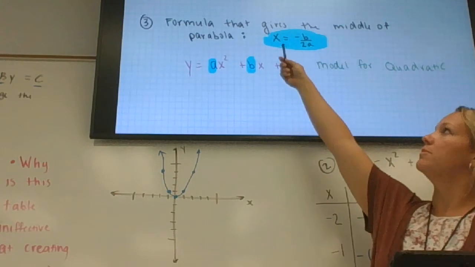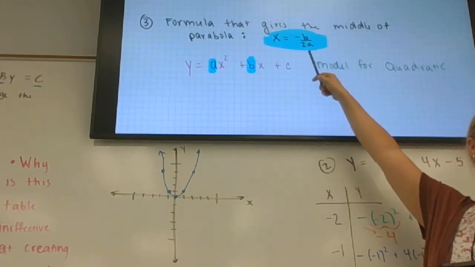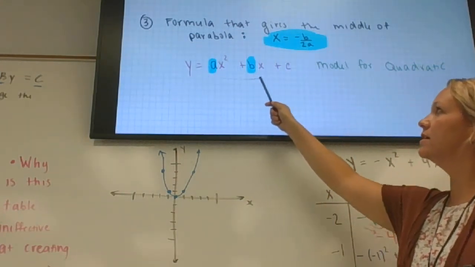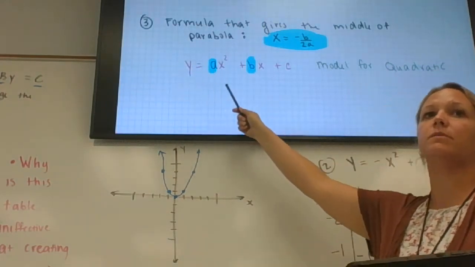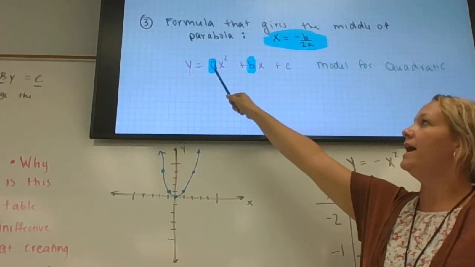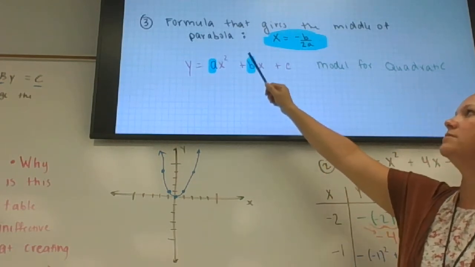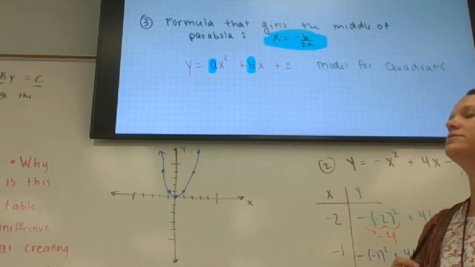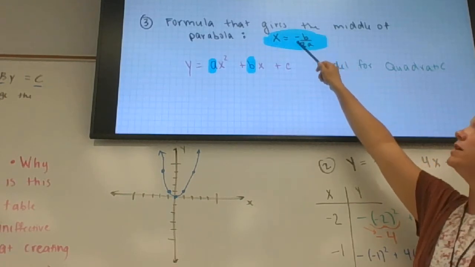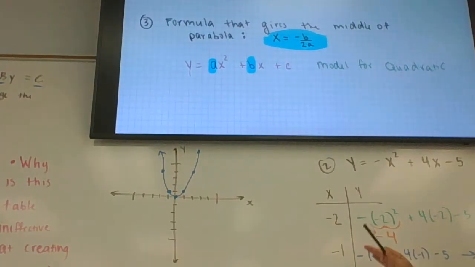So this is the formula for the middle of any parabola. It's x equals negative b over 2a. So this is a quadratic. The model for a standard form quadratic is ax squared plus bx plus c. A is the leading coefficient, the number in front of x squared, and b is the middle coefficient, the number in front of x. So if you begin your problem finding the middle using this formula, negative b over 2 times a, then your table is going to be set up correctly.